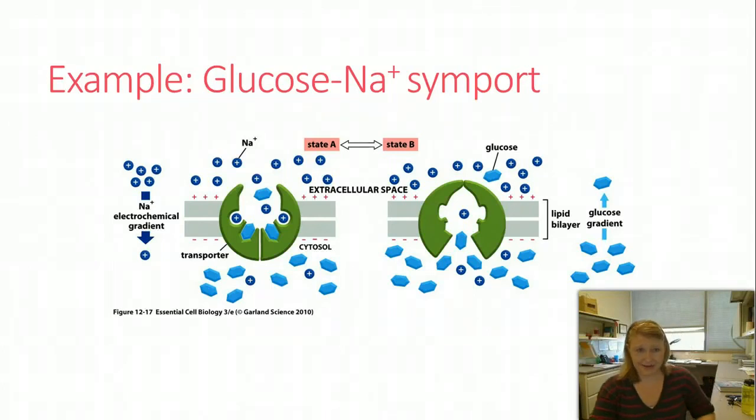Now in this case, the cells are utilizing the high concentration of sodium to move glucose into the cell. There's a low concentration of glucose outside the cell, so the transporter uses that concentration gradient of sodium to drive the conformational shift, which allows for us to pump more glucose into the cell against its concentration gradient.